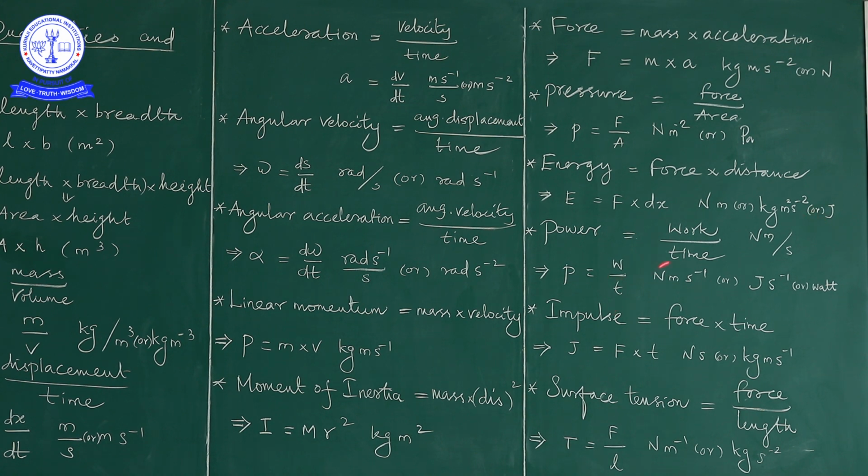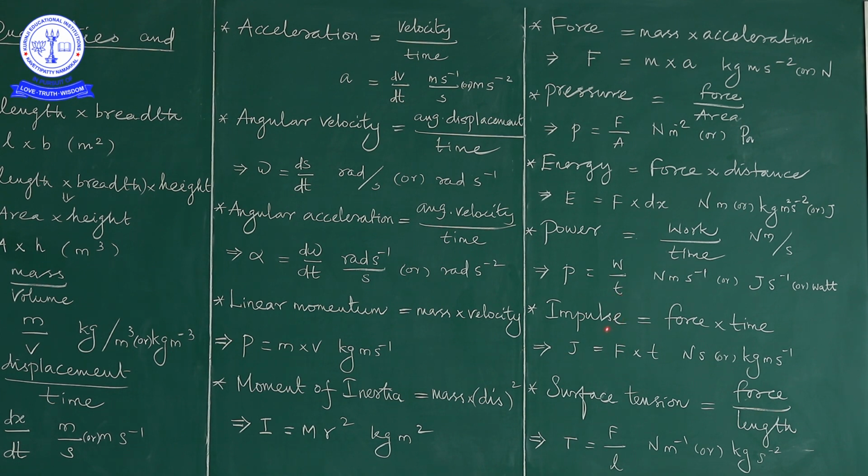And next is the power. So power is the ratio of work done by time taken. So work done by time taken is nothing but power. Work is mentioned by energy also. The unit of work is Newton meter. The unit of time is second. Or simply we can call Newton meter second inverse, or joule second inverse, or watt also. The expression for the power is P is equal to W by T. So P is the power, W is the work done, T is the time.